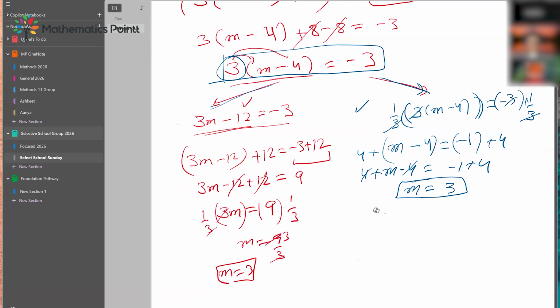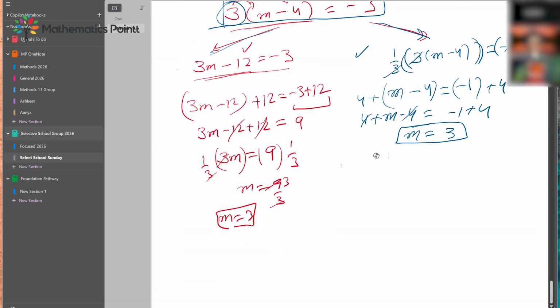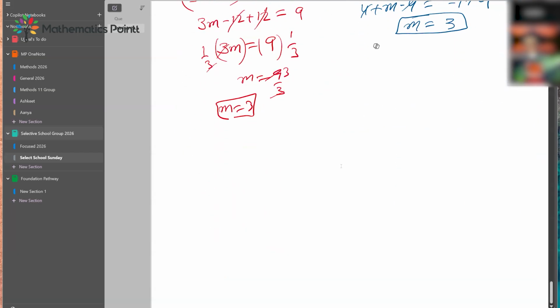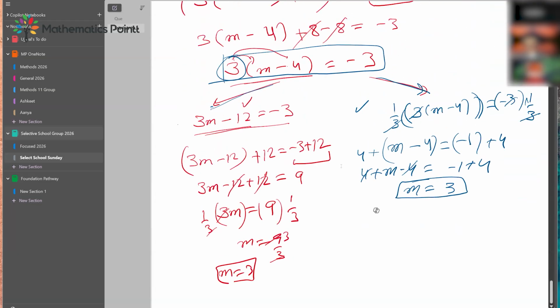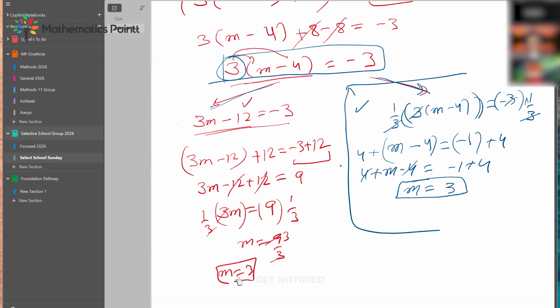Is this clear? Everyone? Good. One question, which one is faster? Honestly speaking, if I were to take that route, I will prefer maybe this side of things. Probably. Yeah, my brain is more tuned to do this.